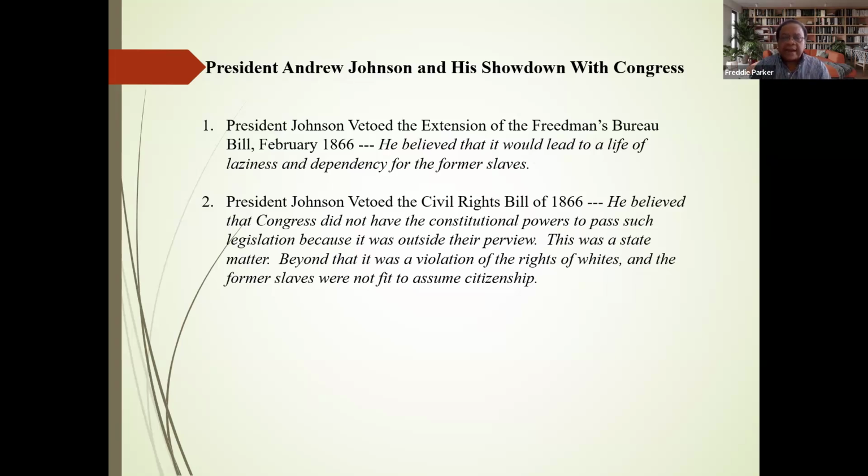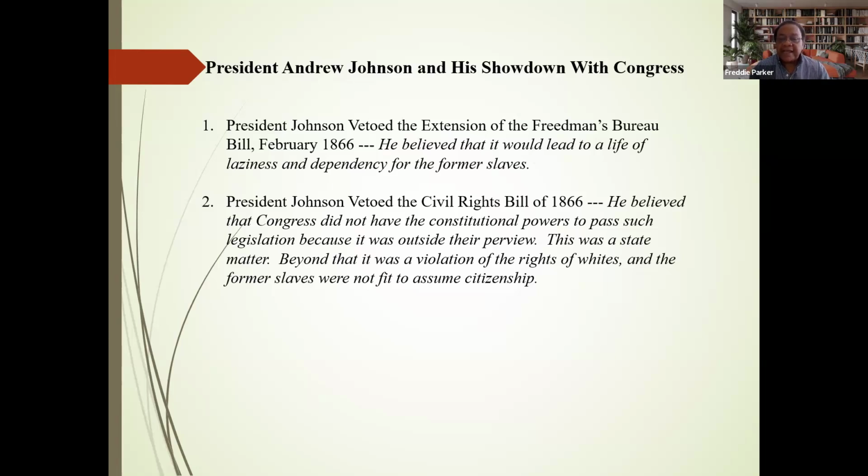And when you look at why President Johnson vetoed the legislation, he believed that it would lead to a life of laziness and dependency for the former slaves if they became citizens of the United States. And he believed that the Freedmen's Bureau was a handout. And so he actually vetoed the Freedmen's Bureau, and Congress overrode both of those vetoes.